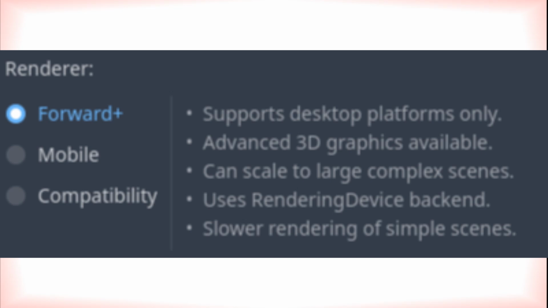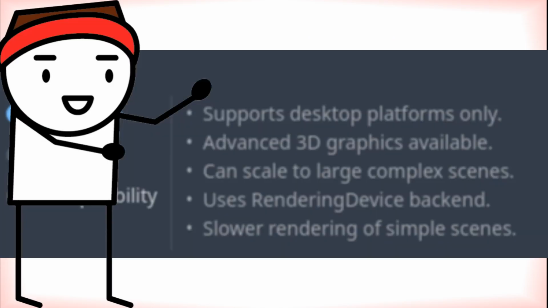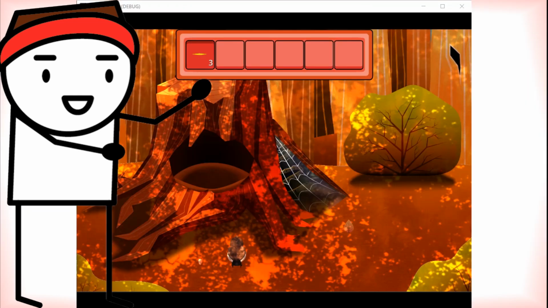Forward Plus supports desktop platforms only. This renderer works exclusively on desktop platforms: Windows, macOS, Linux. It is not optimized for mobile or web platforms. Advanced 3D graphics available. Forward Plus provides high-quality 3D graphics, such as real-time reflections, global illumination, and advanced lighting systems, making it suitable for highly detailed 3D games.